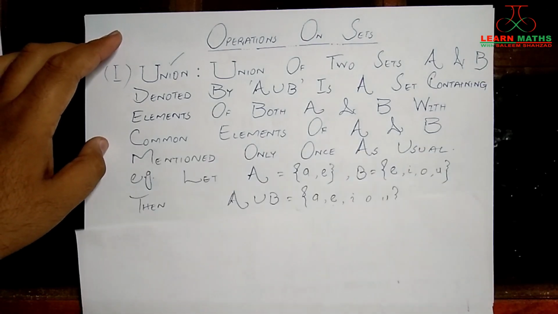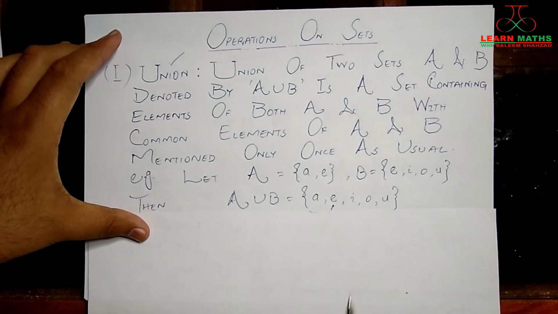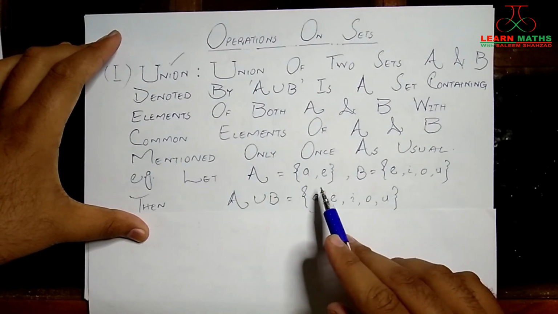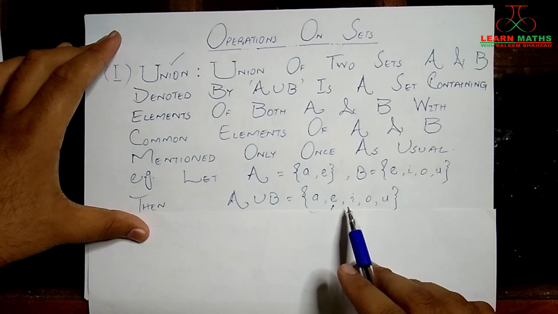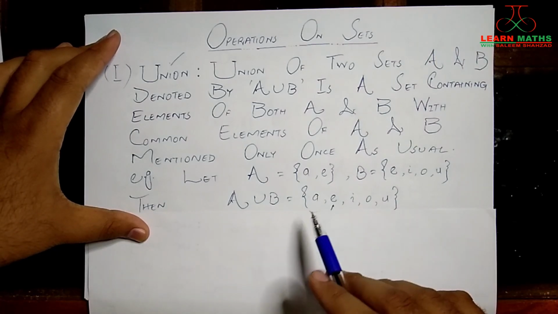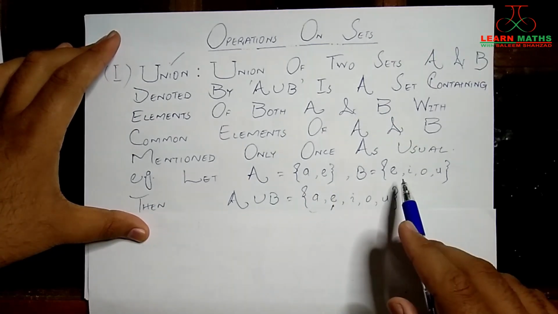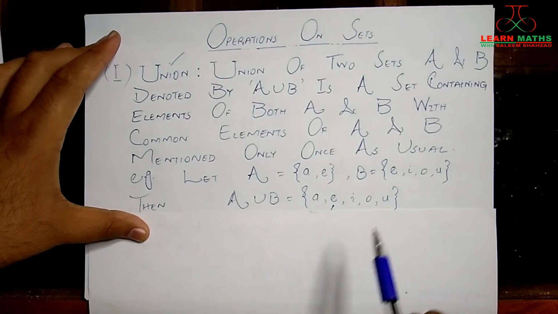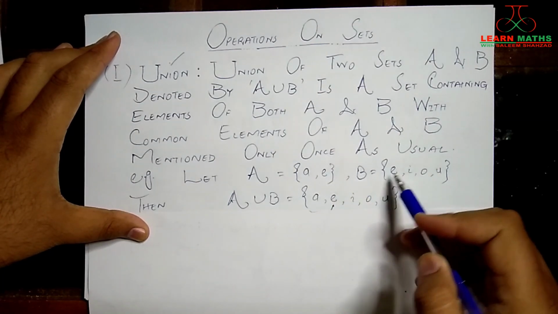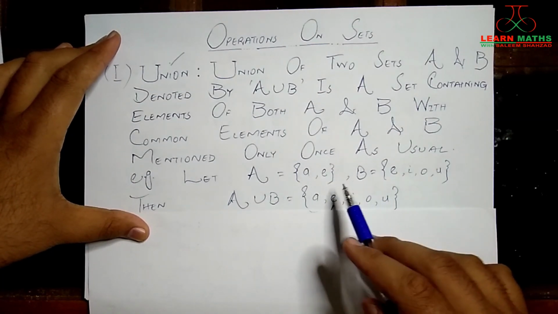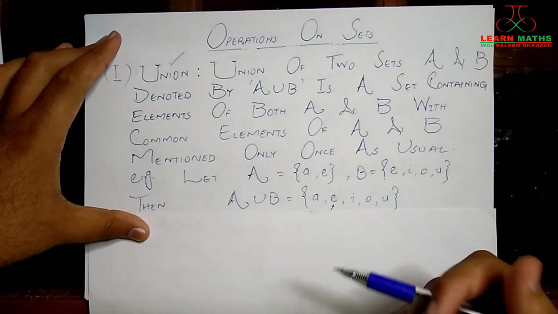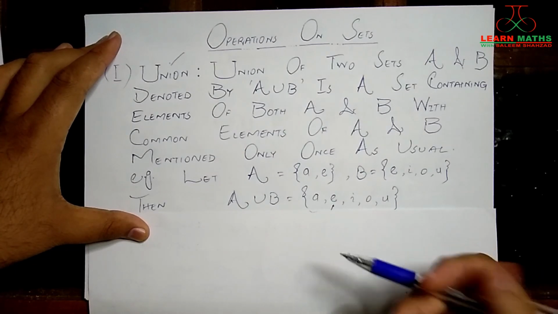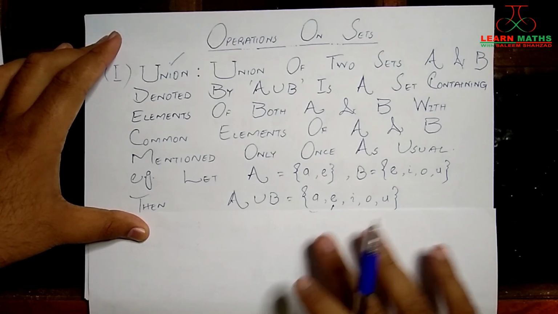So let's take an example of that. Let we have a set A which contains two elements A and E, and B contains E, I, O, U. Then their union consists of all elements of A and B, and if you look closely, this E is part of both the sets A and B, but when you take the union you write it only once in the set. Why? Because repetition is not allowed in sets, as we talked about in our lecture number 1.